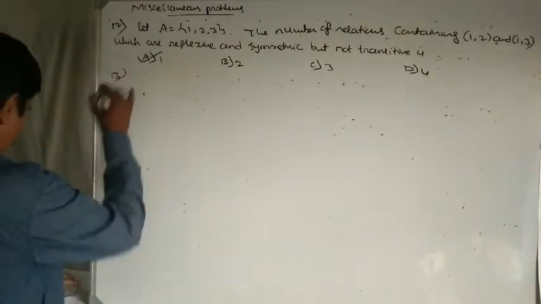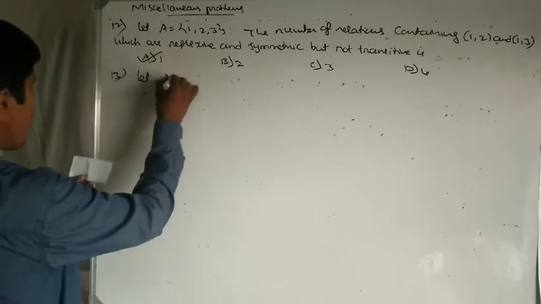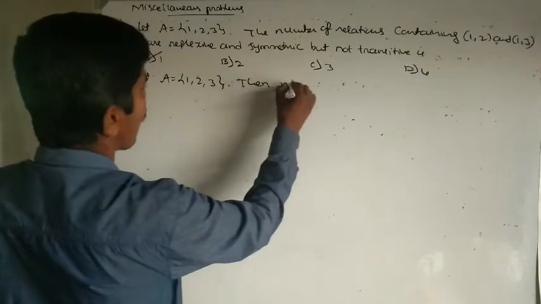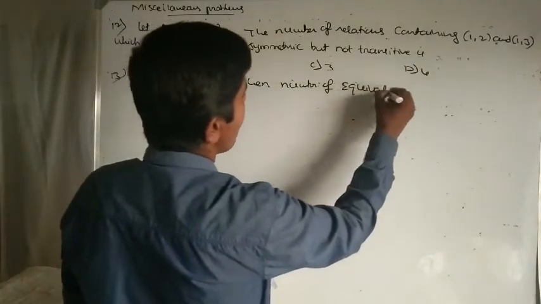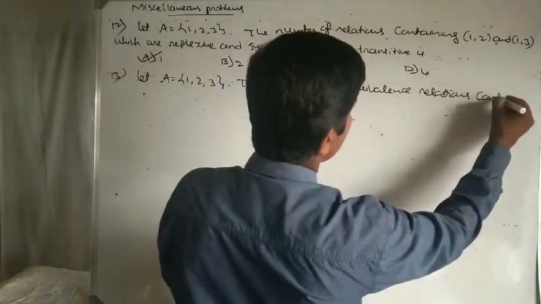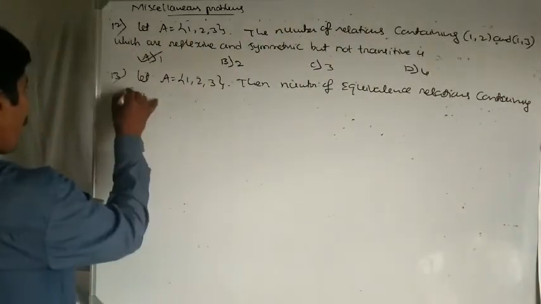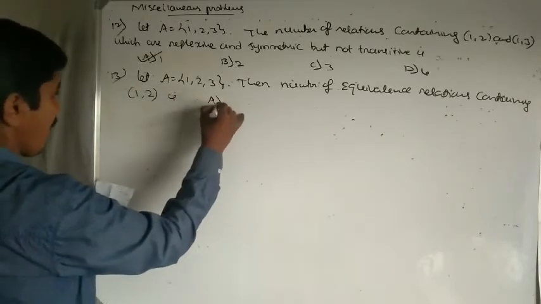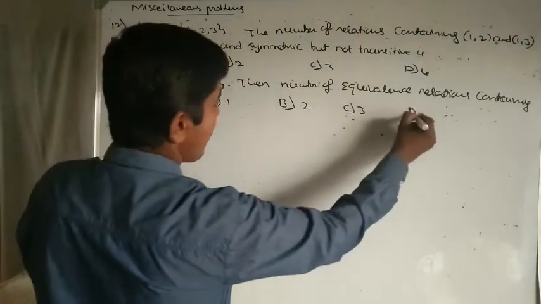Next, 13th problem. Let set A equal 1, 2, 3. Then the number of equivalence relations containing (1, 2) is: option A 1, B 2, C 3, D 4.